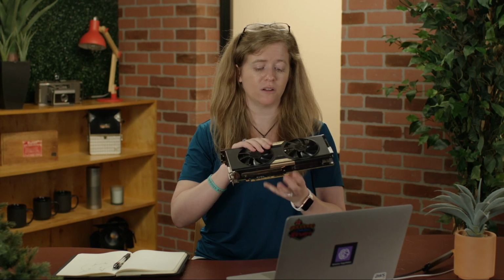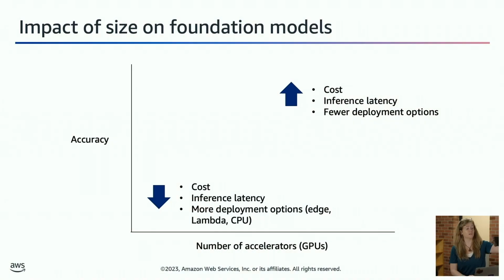My larger model, on average, is going to be more accurate. It's very, very well evidenced in the field and in the industry that larger models, on average, tend to be more accurate, but they also tend to be more expensive. So you see this core trade-off in the size of a foundation model, that as the number of accelerators or the number of GPUs goes up, accuracy goes up, right?